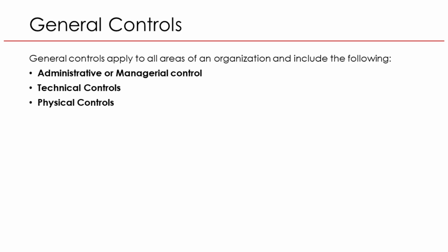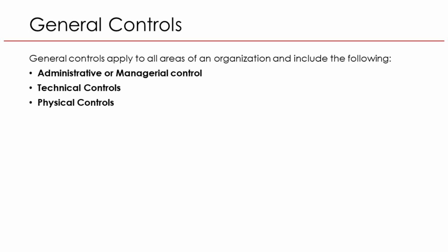Technical controls. These are technology-based safeguards that protect systems and data. Example: using firewalls, antivirus software, or multi-factor authentication to prevent unauthorized access. Physical controls. These protect the organization's physical assets like computers, servers, and documents.